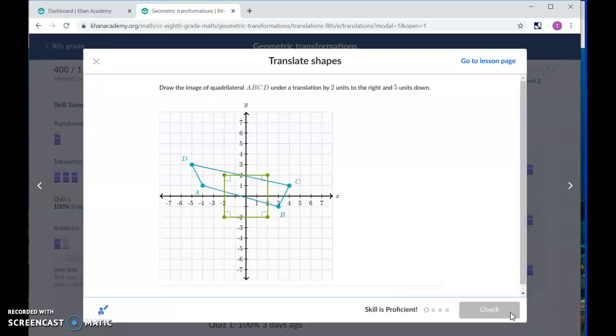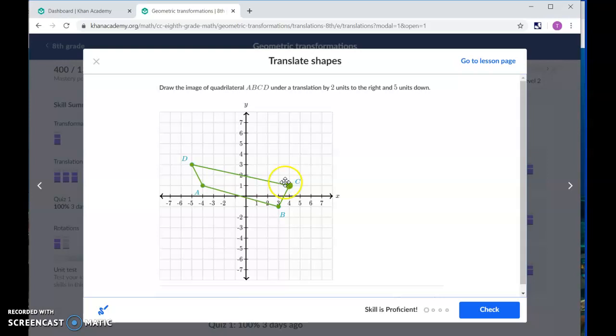Alright, let's go. Okay, so this one says draw the image of quadrilateral A, B, C, D under the translation by 2 units to the right and 5 units down. Okay, so basically we're starting with this right here, A, B, C, D. We're starting with this blue box. And now we have to translate it by 2 units to the right and then 5 units down. So I'm going to take this green box and I'm going to superimpose it on top of this other one, and all I'm doing is just making that exact same shape.